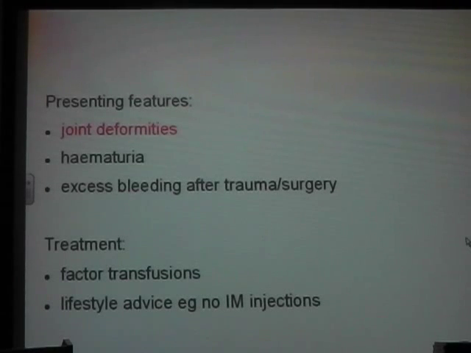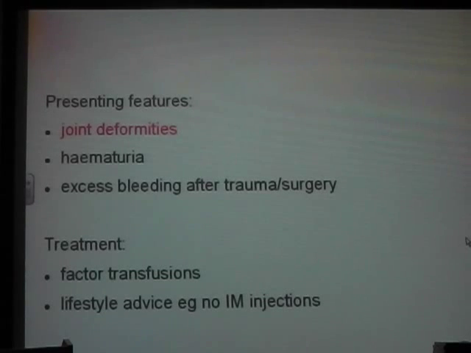Learning point, joint deformities. They bleed into their joints, and this haemarthrosis damages the joints. And if this occurs again and again, they'll get joint deformities. They can bleed elsewhere, such as in their urine, and have excessive bleeding after surgery and trauma. How do we treat them? We can actually transfuse them with artificial factors now, and obviously give them lifestyle advice. So you wouldn't give an intramuscular injection to someone with haemophilia, because it will bleed within the muscle.